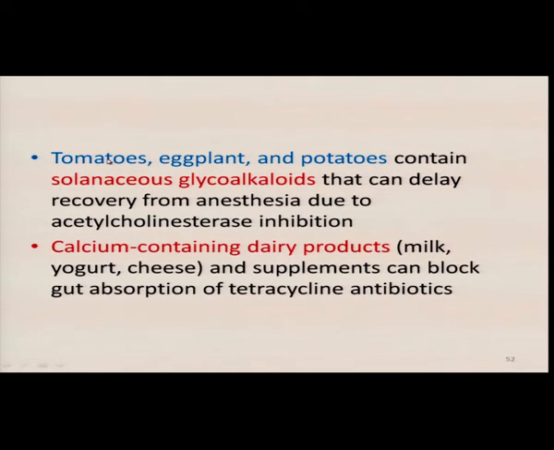Similar to what we have seen earlier, tomatoes, eggplant and potatoes. As we saw earlier, they contain the solanaceous glycoalkaloids that can delay the recovery from anesthesia due to acetylcholinesterase inhibition. So, these glycoalkaloids like your alpha-chaconine and solanine, which are present in these, can inhibit acetylcholinesterase, the receptors, as we have seen earlier. So, when the neuromuscular junctions, the neurotransmitter junctions are inhibited, recovery from anesthesia will be delayed.